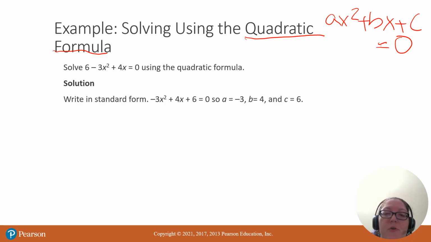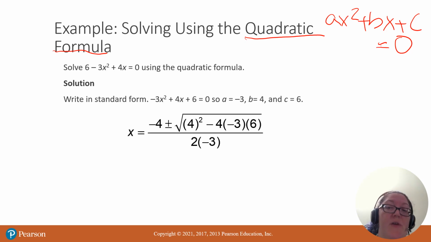Now that standard format would mean that we would have negative 3x squared listed first, then plus 4x, and then plus 6. What this does is this allows me to identify a little bit easier what a, b, and c are. However, do I need to rewrite it? Absolutely not. But it does make it easier for me to see what a, b, and c are, especially for those of y'all that are struggling with it.